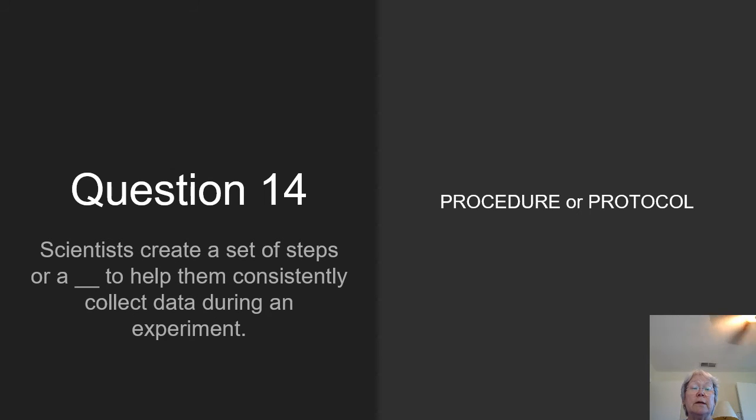Number 14. Scientists create a set of steps or a procedure or protocol. Protocol is another word that's used sometimes when we talk about experiments and experimental models. In other words, what did you do consistently to collect the same data over and over and over again? So if you were collecting information, let's say about watering the plants, you couldn't do it at different times of the day. You have to do it at the same time every day.